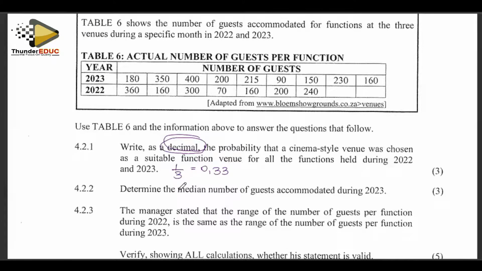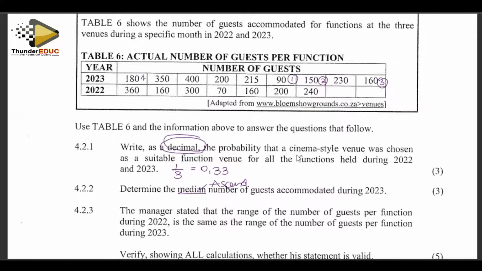Okay. Determine the median, the number of guests accommodated during 2023. Now, these ones, we are looking at them. 2023, first and foremost, median. What comes in your head? Arrange in ascending order. So we have to start with, this one's the smallest, followed by this. We have 3. You should do this on your question paper so that when you take it to the answer sheet, you do not have to scratch.